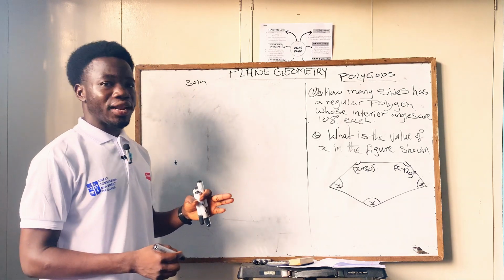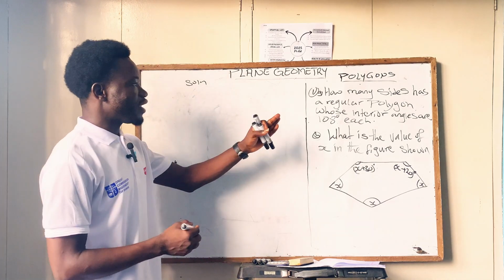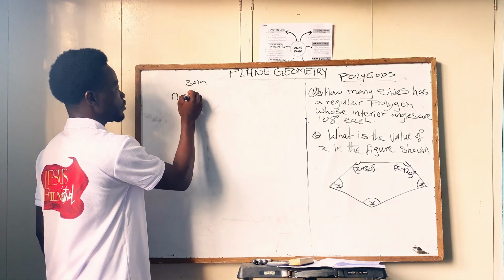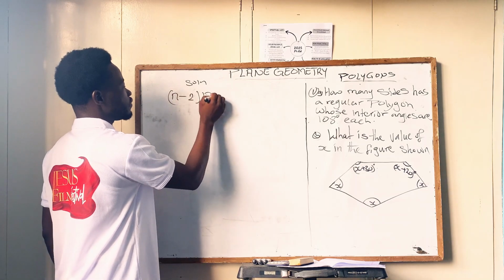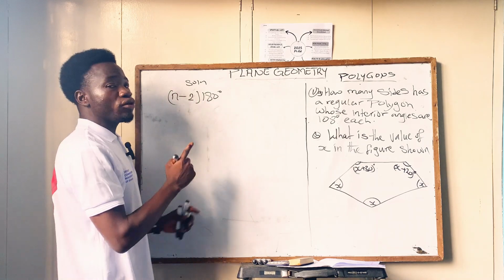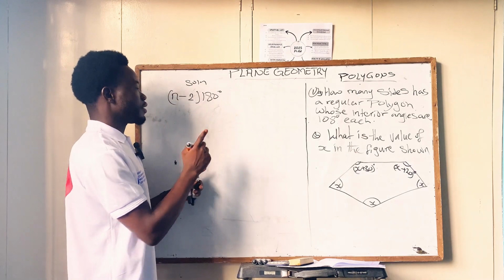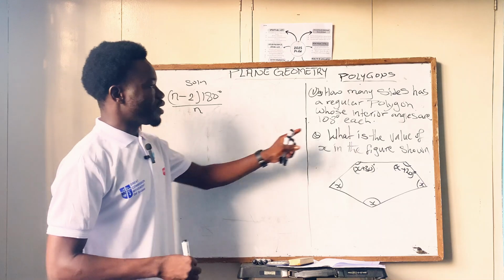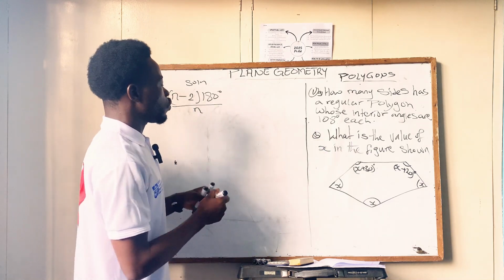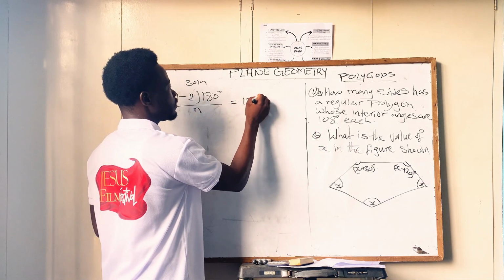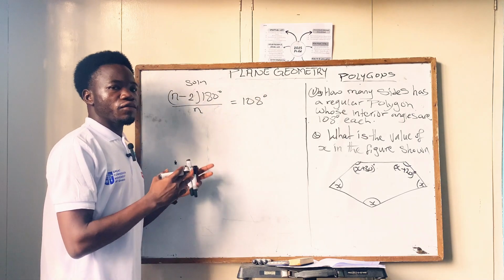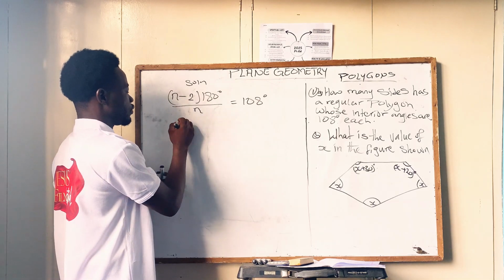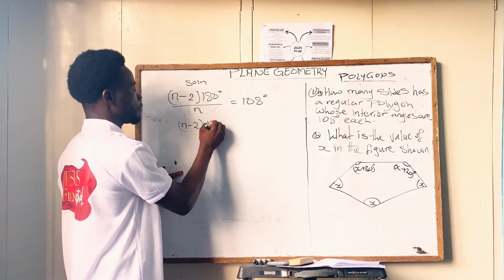Now, the other formula states that the interior angle of a regular polygon, the sum is n minus 2 multiplying 180. That is the sum. But they are looking for just an interior angle. So it means that I divide by n, the number of sides. But from the question, they said that this is equal to 108 degrees. So this is the next formula you can use to solve the same question. And now I multiply through by n. I will have n minus 2 multiplied by 180.